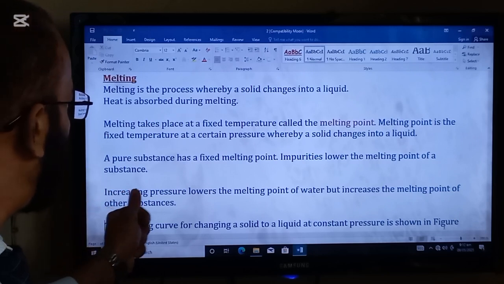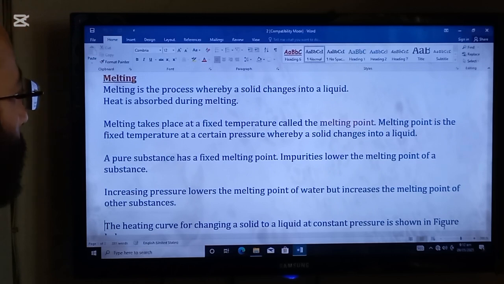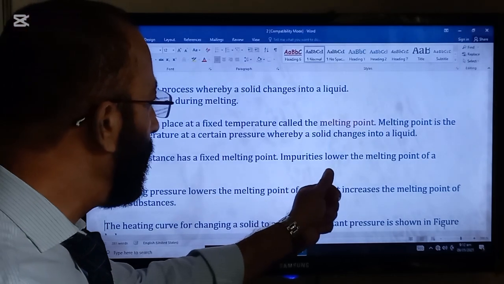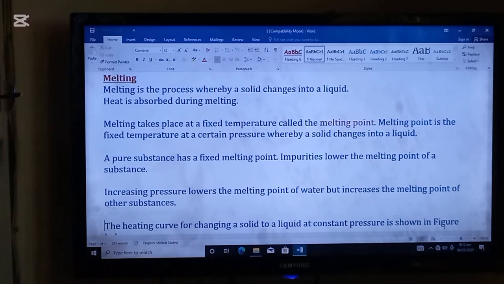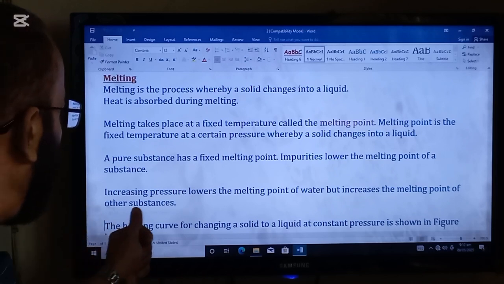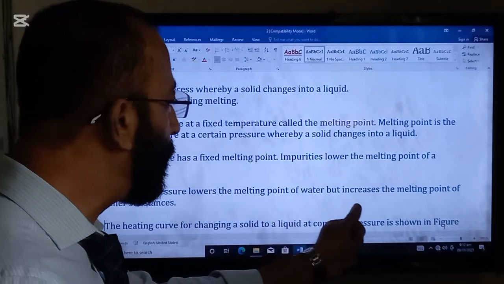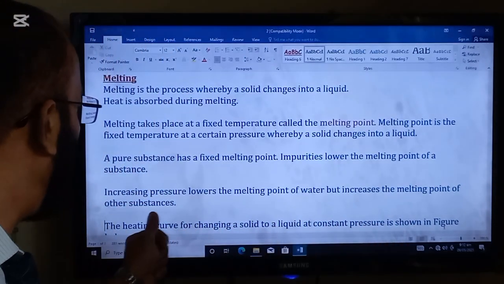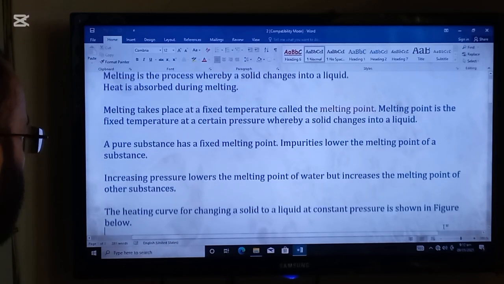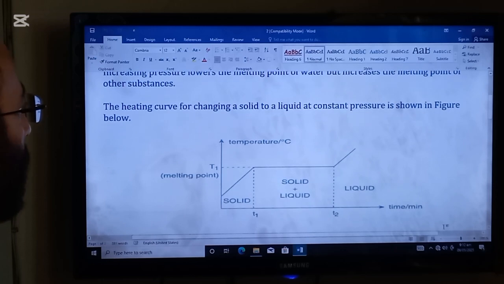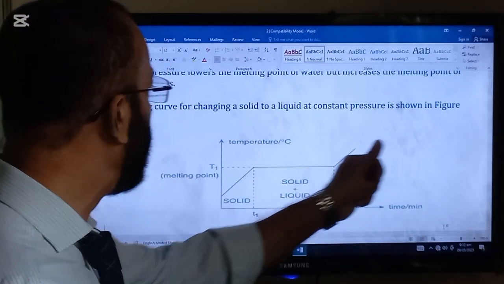A pure substance has a fixed melting point. Impurities lower the melting point of a substance. Increasing pressure lowers the melting point of water but increases the melting point of other substances. The heating curve for changing a solid to a liquid at constant pressure is shown in the figure below.